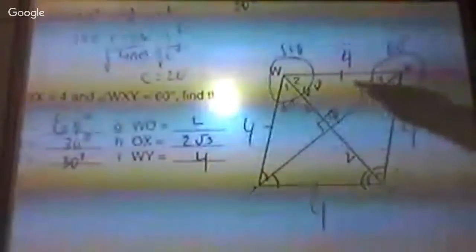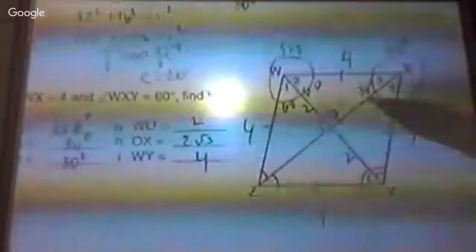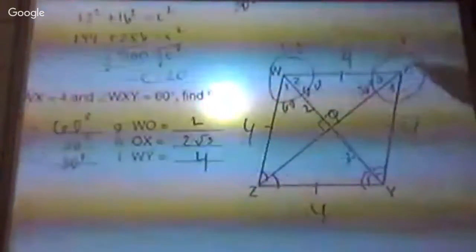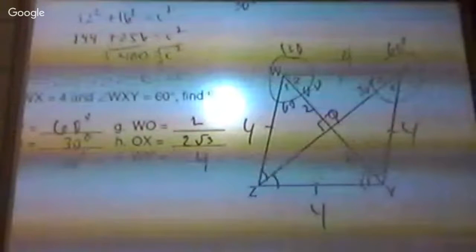There's something called a 30, 60, 90 triplet. And the ratio is 1, square root of 3, 2.